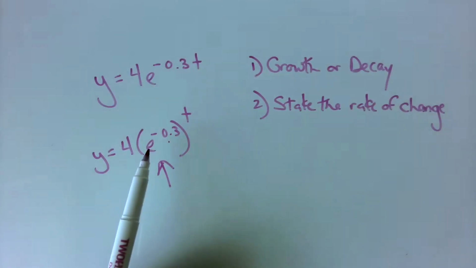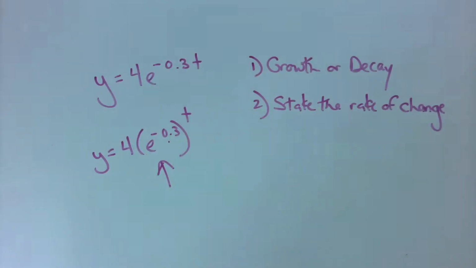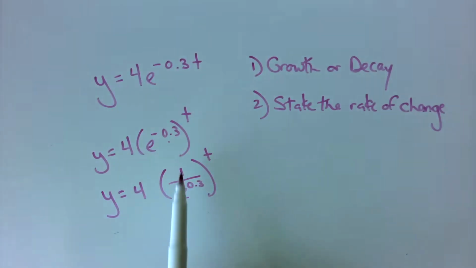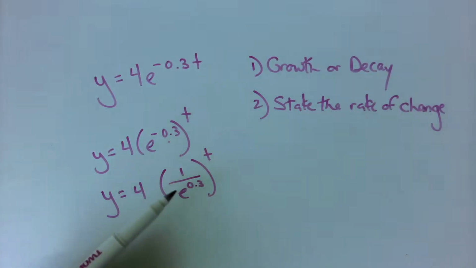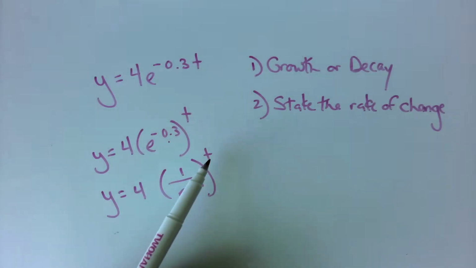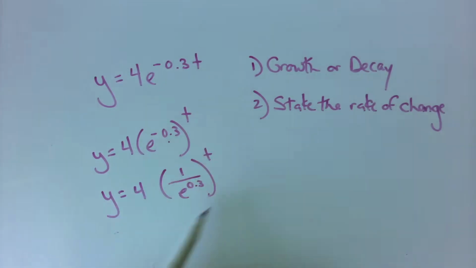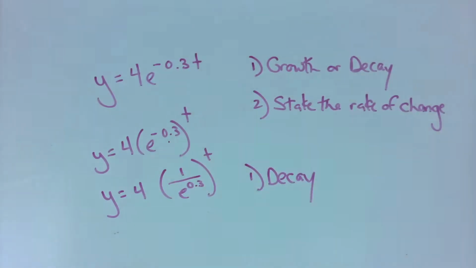So when I see e, which is a constant, 2.71, etc., and I see that I am raising it to a negative exponent, that means that it's 1 over the positive exponent. And so I can see, because I know e is approximately 2.7, that this is a fraction, and therefore, as I am raising a fraction to a power, this is going to keep getting smaller and smaller, and therefore we're dealing with decay. So the answer to the first question is decay.